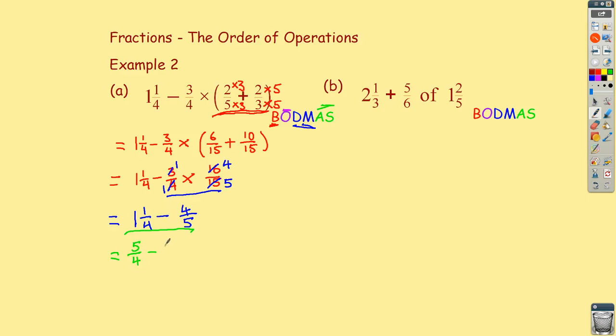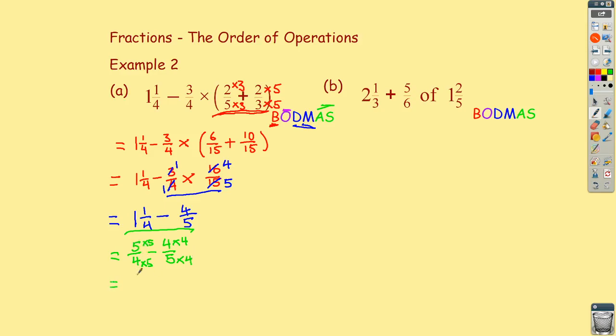From that, we're subtracting 4/5. Okay. Now, we can't do any cross simplifying here because we're not multiplying and dividing. We need a common denominator. Okay, so the only way we're going to get there is if we multiply this whole side by the 5 and this whole side by the 4.